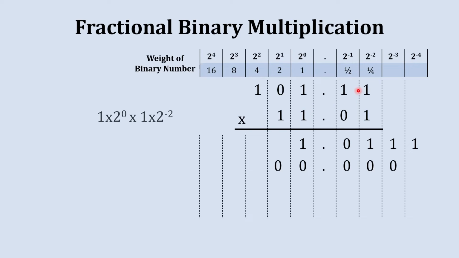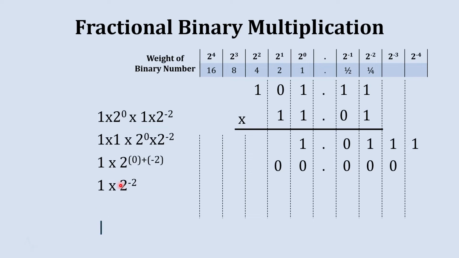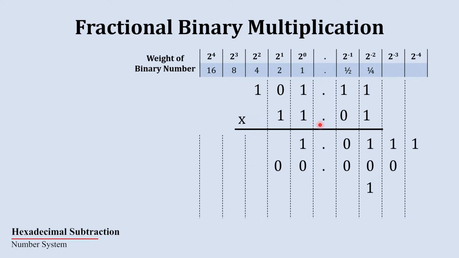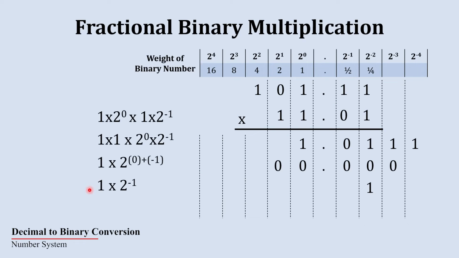So when we multiply this 1 with this 1, their multiplication will be 1 and the multiplication of their weight will be 2 raised to minus 2. So we'll write this 1 into 2 raised to minus 2's place. Then we'll move to the next digit. We'll multiply this 1 with this 1. So their multiplication will be 1 and the multiplication of their place value will be 2 raised to minus 1. So we'll write this 1 at 2 raised to minus 1 place.